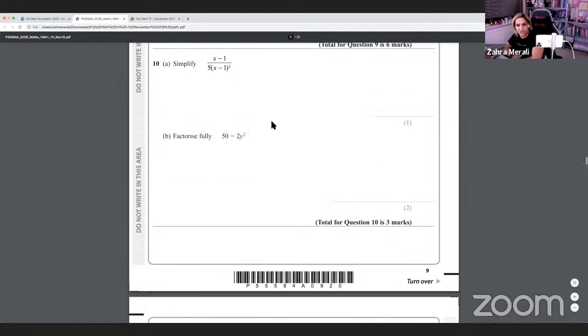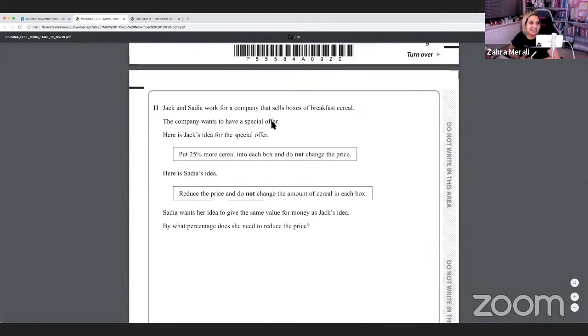Okay, question 11. Jack and Sadia work for a company that sells boxes of breakfast cereal. The company wants to have a special offer. Here is Jack's idea for the special offer. Put 25% more cereal into each box and do not change the price. And Sadia's is reduce the price and do not change the amount of cereal. Sadia wants her idea to give the same value for money as Jack's idea.